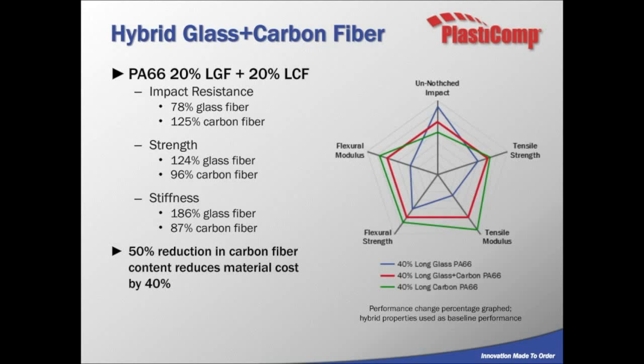The strength goes up significantly versus glass fiber, and you only lose a little bit of strength versus an all carbon fiber matrix. And then you also increase the stiffness significantly over glass, and again, it's fairly close to the carbon fiber. So a 50% reduction in carbon fiber content reduces material cost approximately 40%. So this is a good option if you're balancing out both mechanical performance as well as cost versus a carbon fiber reinforced material.